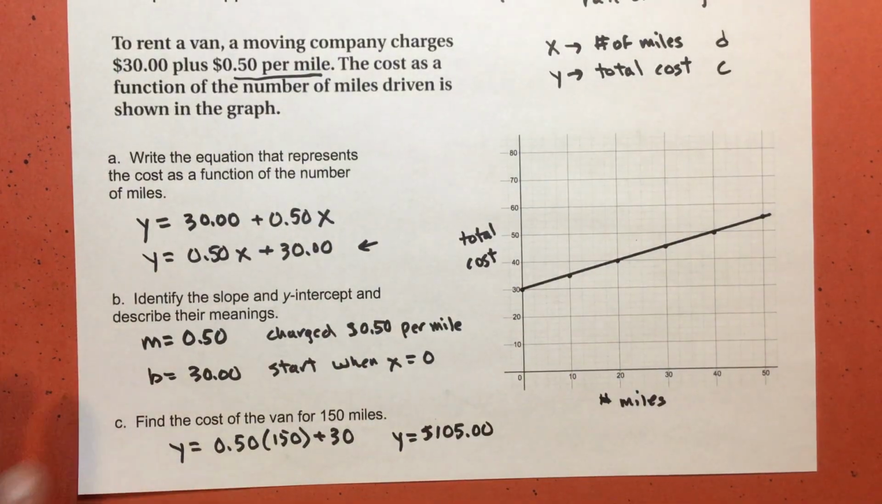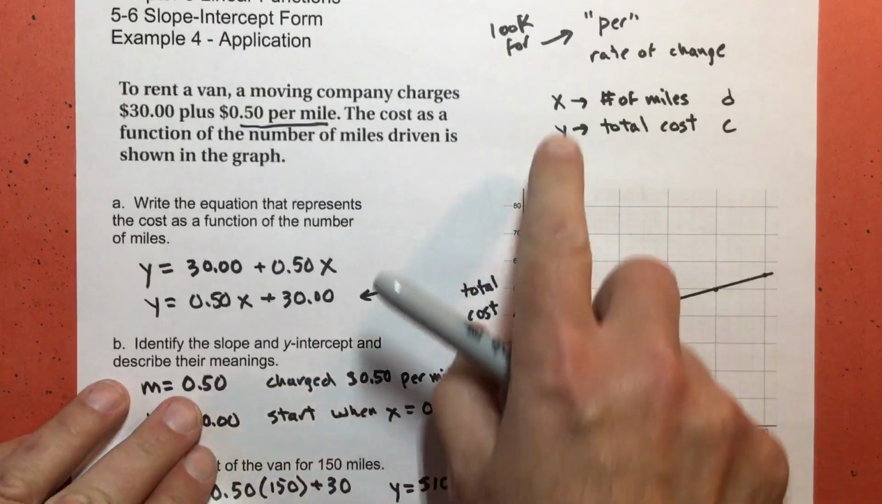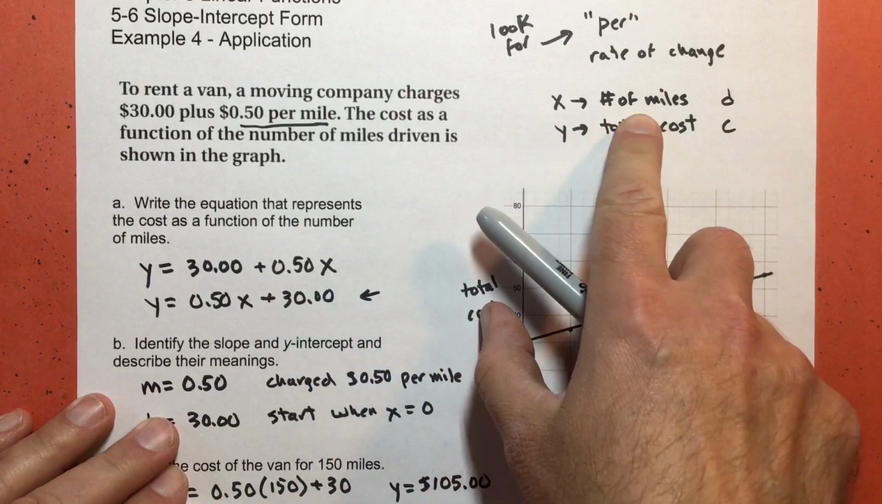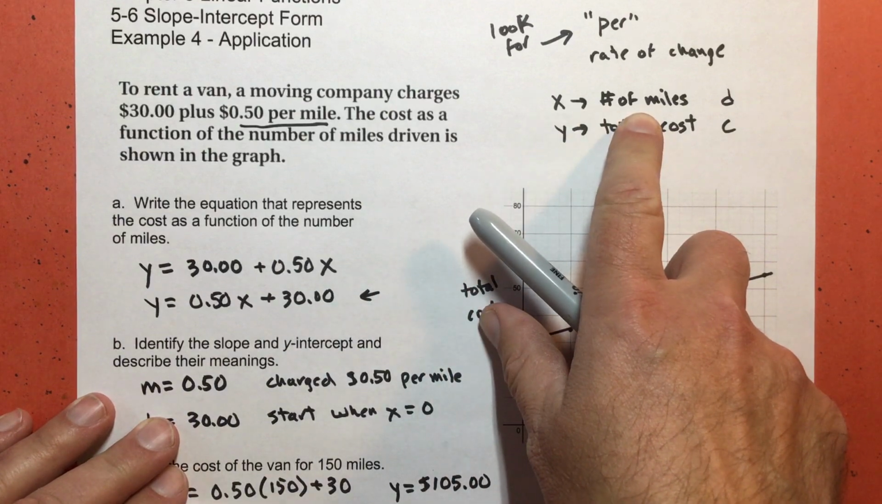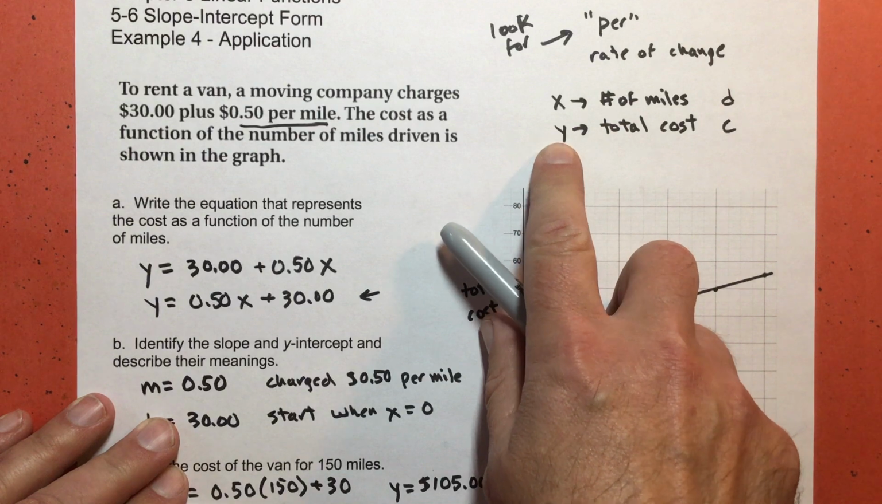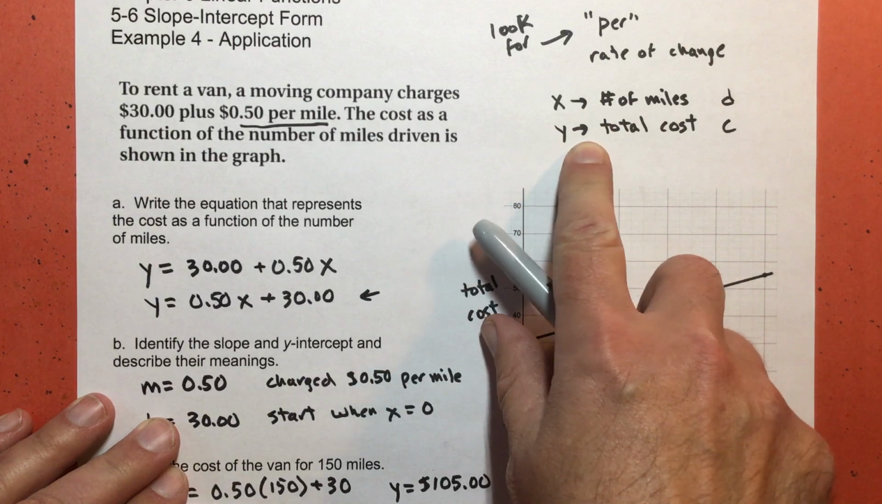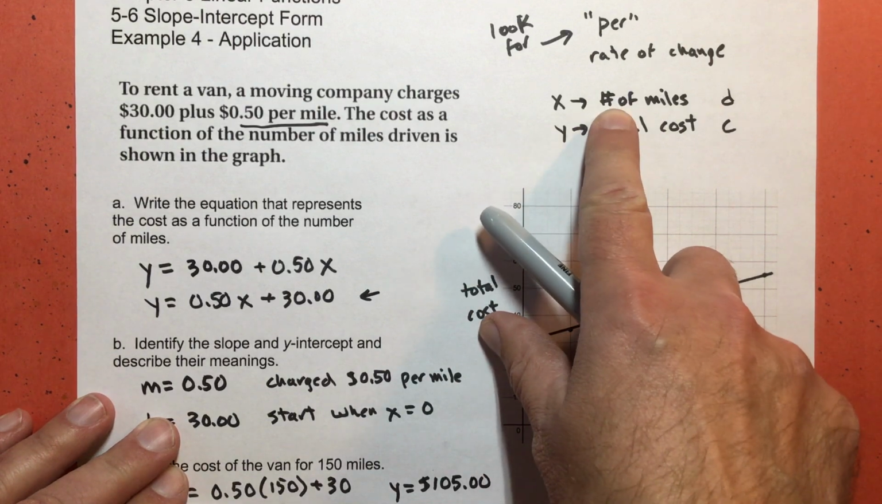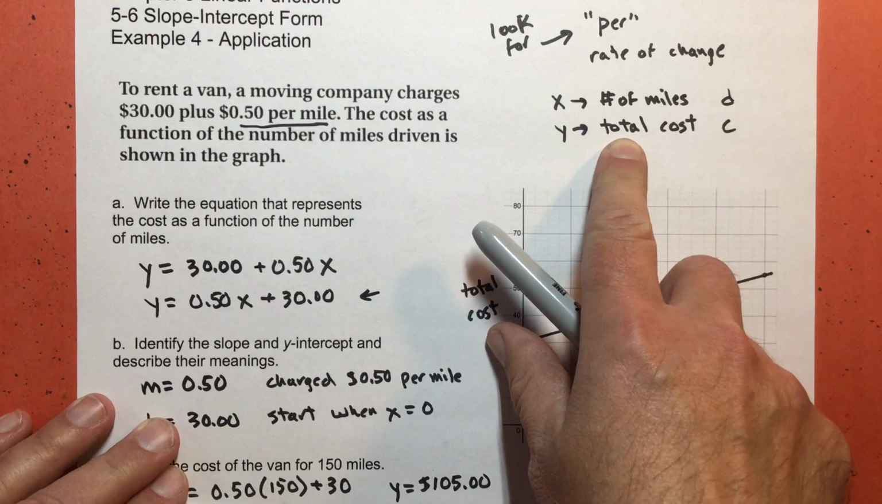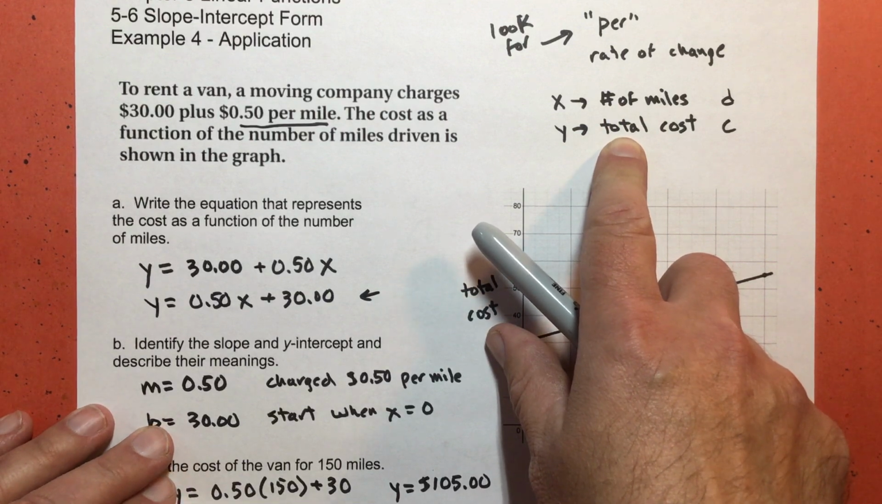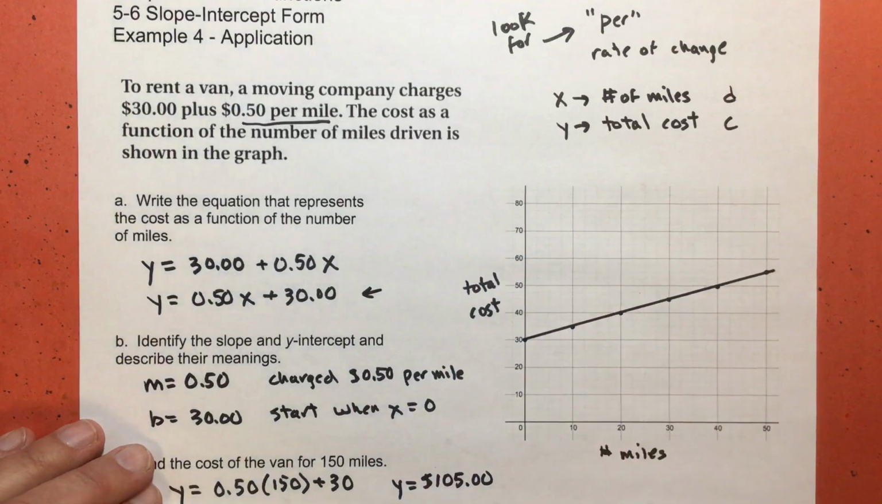Okay. So the main idea I want you to get out of this is that every part of this equation means something. The x tells me what you get to choose. You get to choose how far you drive this van. The y, you don't get to choose that. They're going to come back and they're going to tell you, you drove the van this many miles, it's going to cost you this much. And you're going to be like, okay. And you're going to hand them your credit card and you're going to be good.